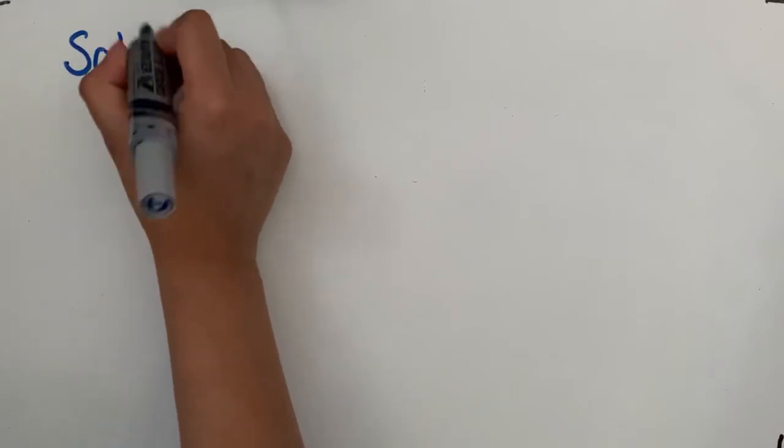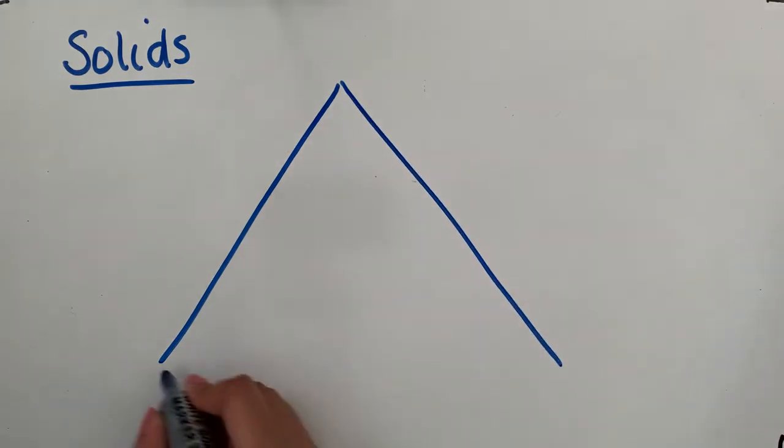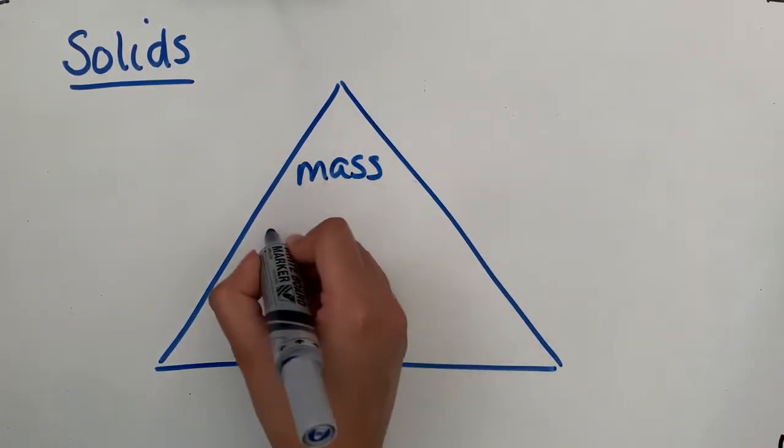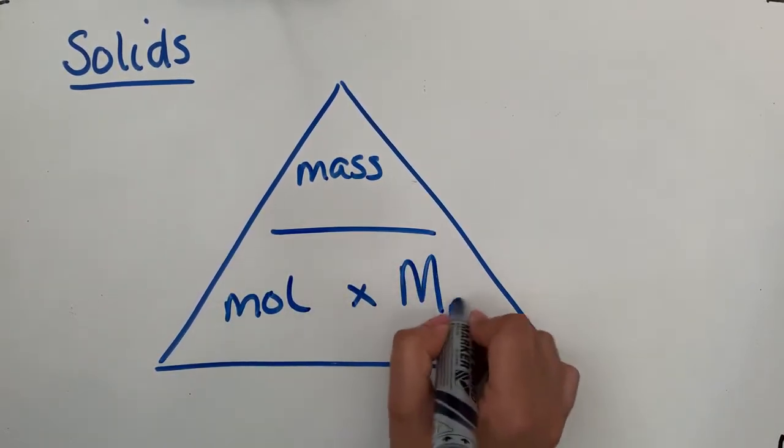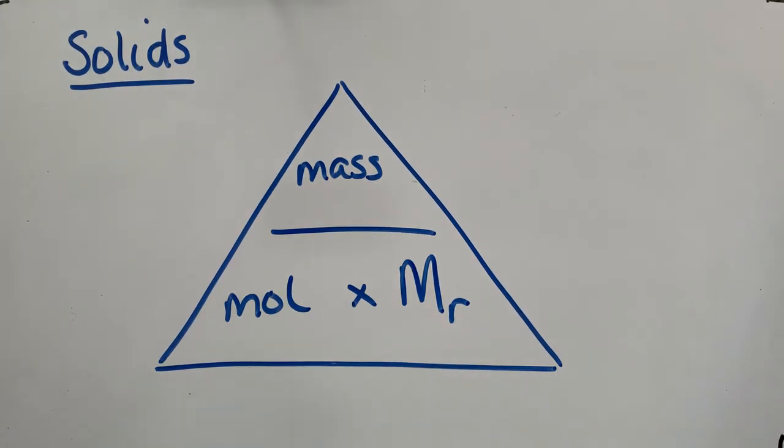Let's move on to calculating the number of moles in a solid. This equation here will apply to solids. And again, hopefully this is an equation you've come across before. Again, I'm going to do it in triangular form. It is mass divided by moles multiplied by molar mass. You may have used the term relative formula mass, and they all mean the same thing. The relative formula mass, the molar mass, is calculated by the sum of the atomic masses in the compound. So for example, if you have H2O, it is 2 times 1, which is the atomic mass of hydrogen, plus 16, which is the atomic mass of oxygen. So it's 2 lots of hydrogen because it's H2O, and the relative formula mass, or the molar mass, of water is therefore just 18.